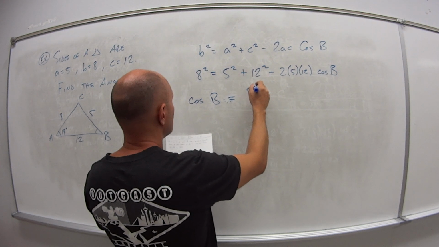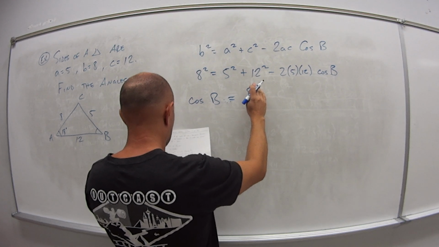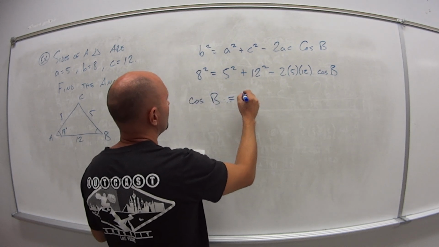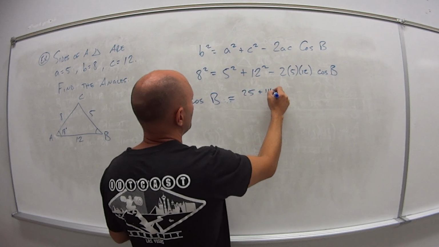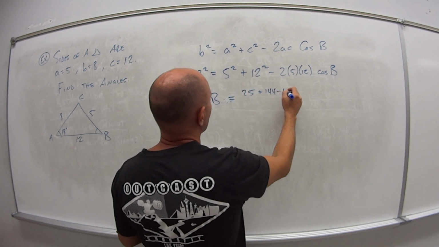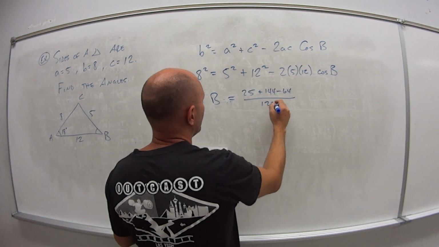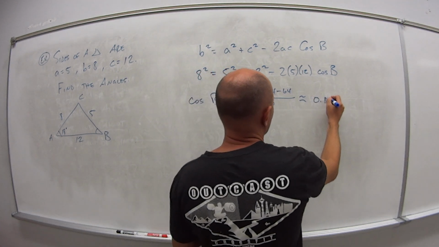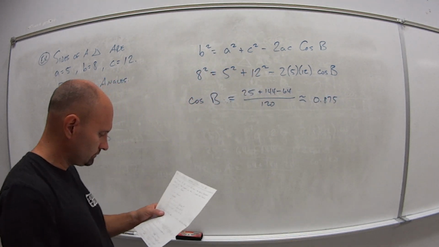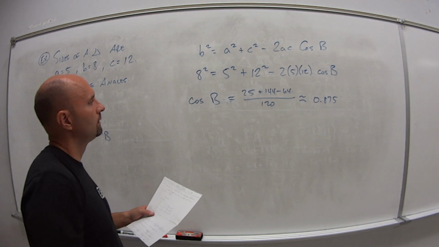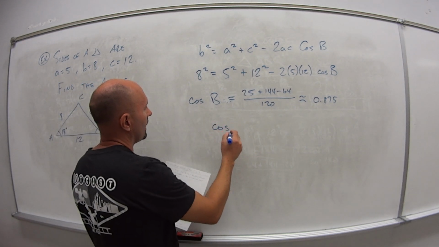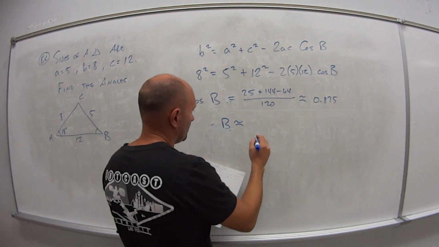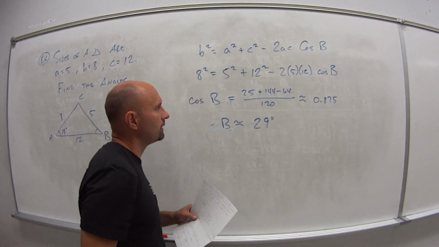8 squared. So if we bring this over and bring the 8 over, we get 25 plus 144 minus 64 all over 120. So cosine of b is approximately 0.875. So that means that angle b is approximately 29 degrees.